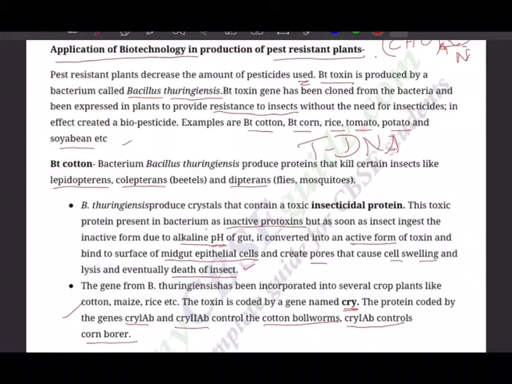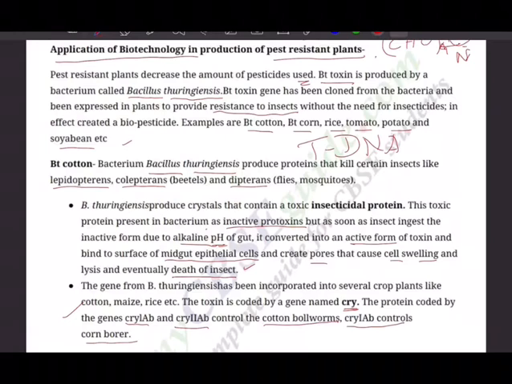And we were also talking about insect resistance in transgenic plants. The soil bacterium Bacillus thuringiensis produces proteins that kill certain insects like lepidopterans, that is tobacco budworm and armyworm, coleopterans, that is beetles, and dipterans, flies and mosquitoes.